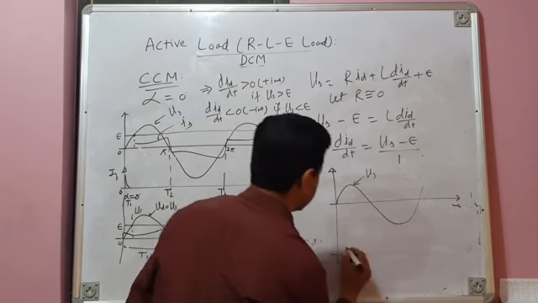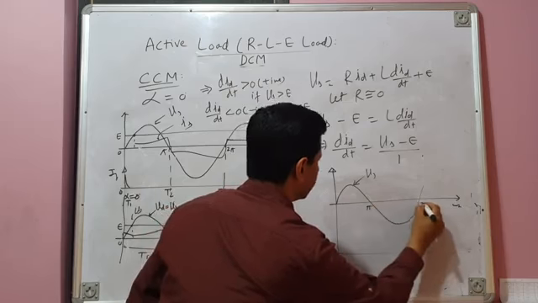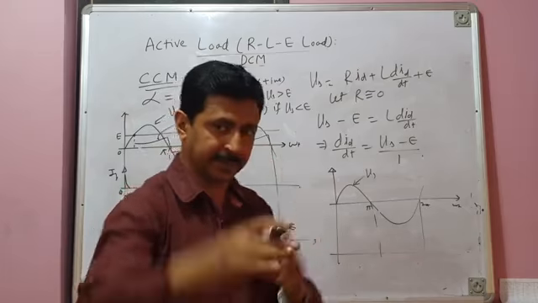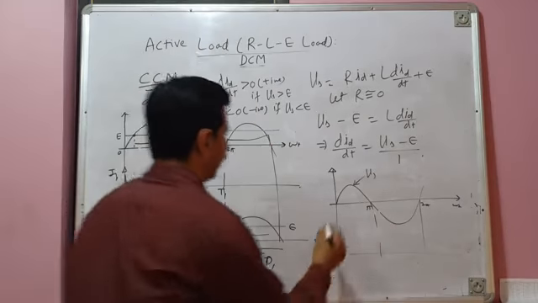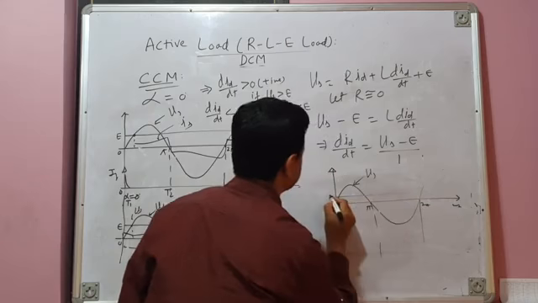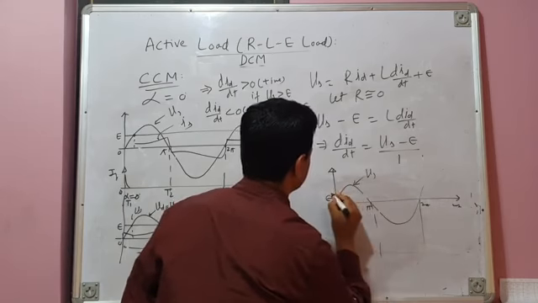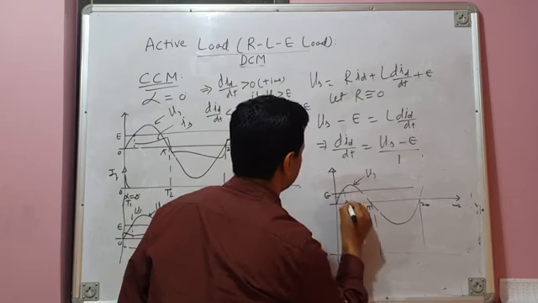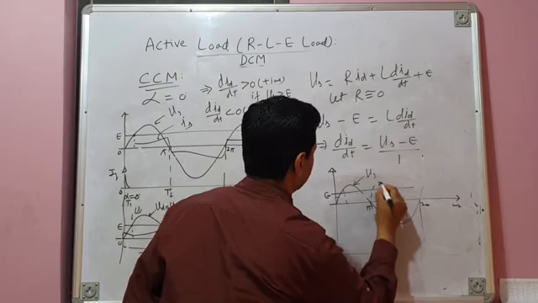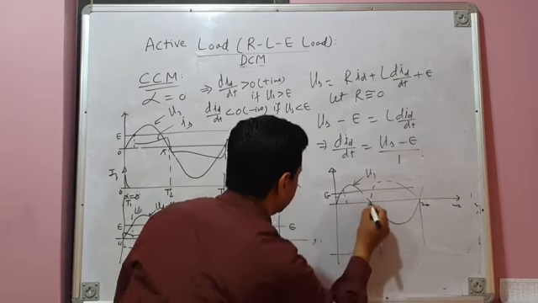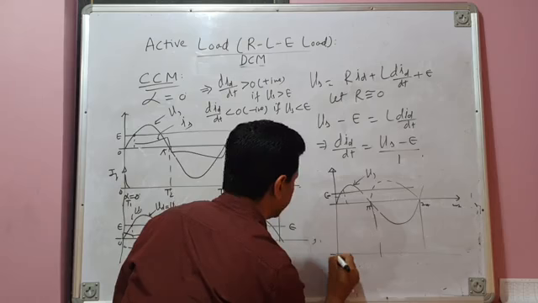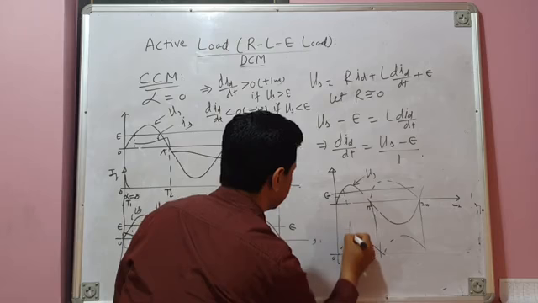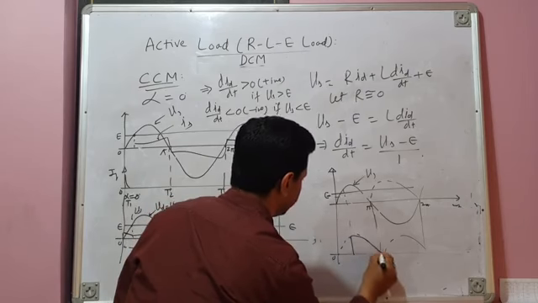Your load voltage was, let me roughly draw the load voltage. You can add the source current in that waveform itself. You don't need to draw it separately. This is E, sorry. This is E. If you remember, this was your load voltage waveform.